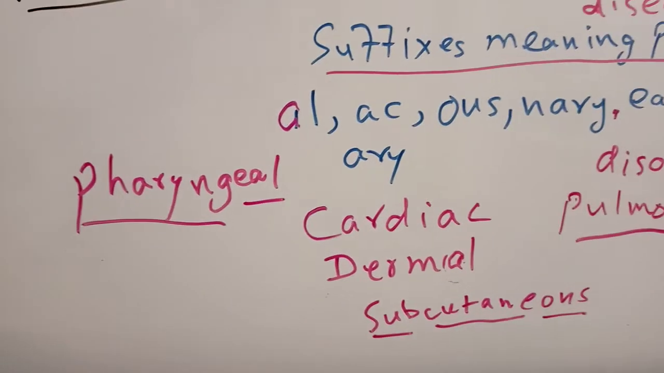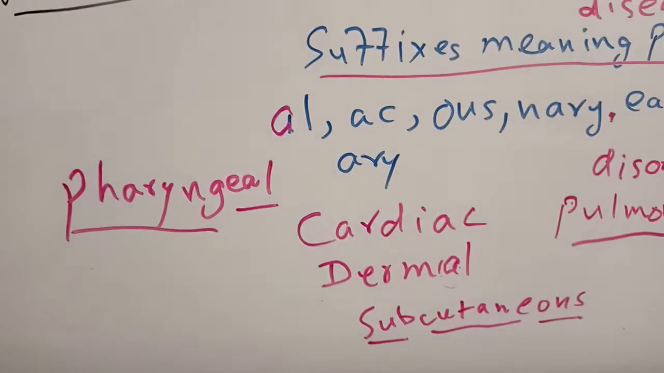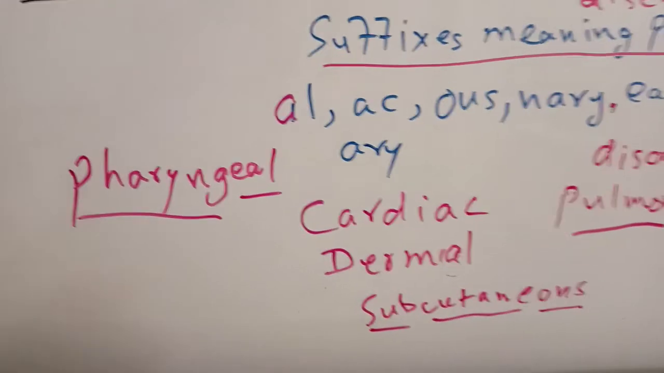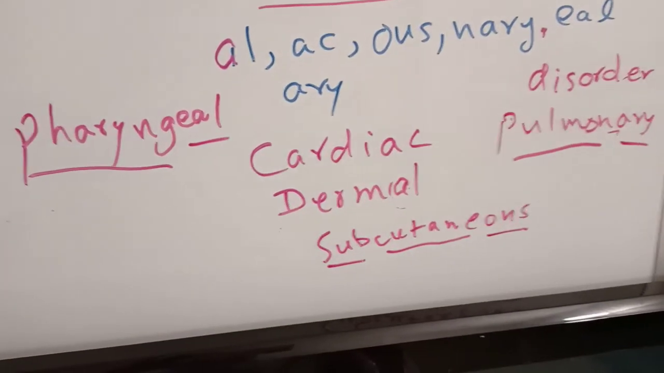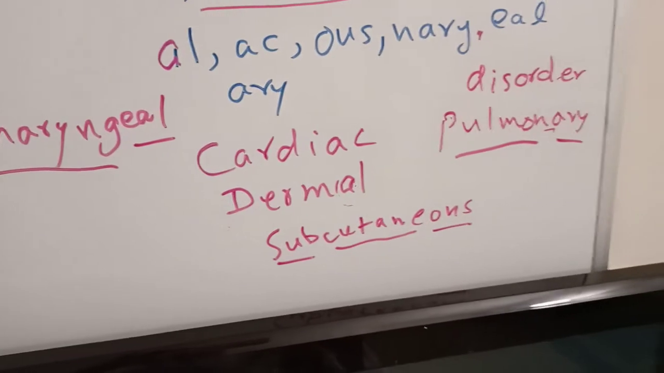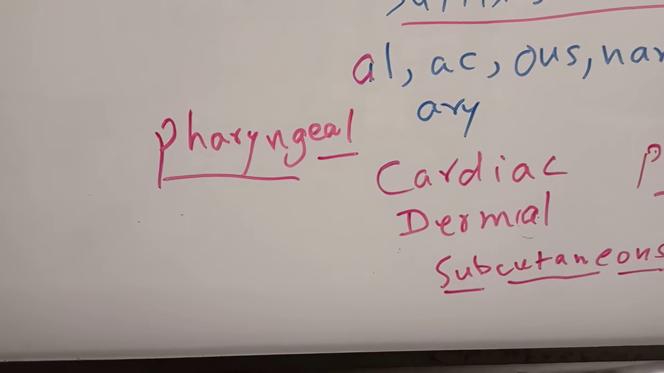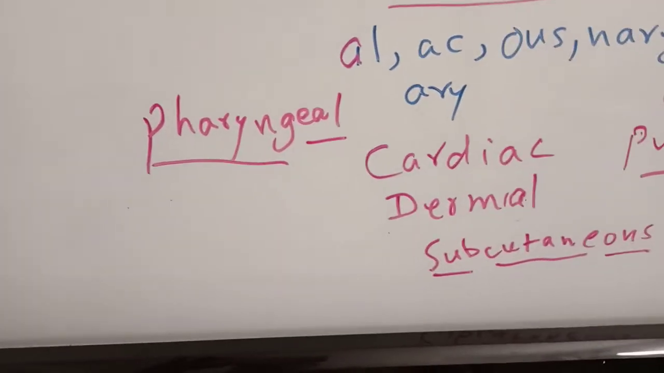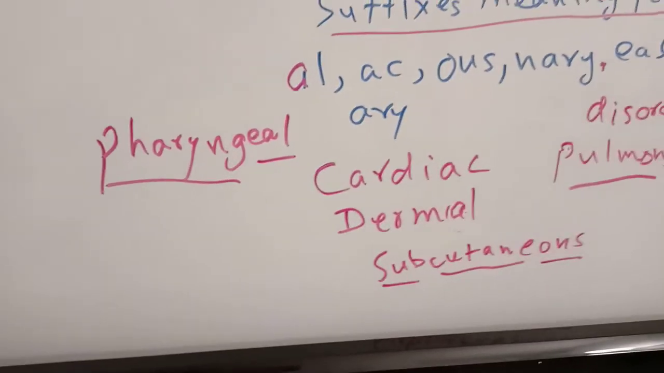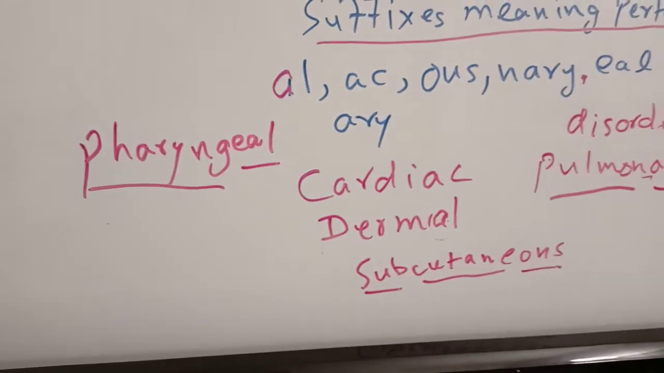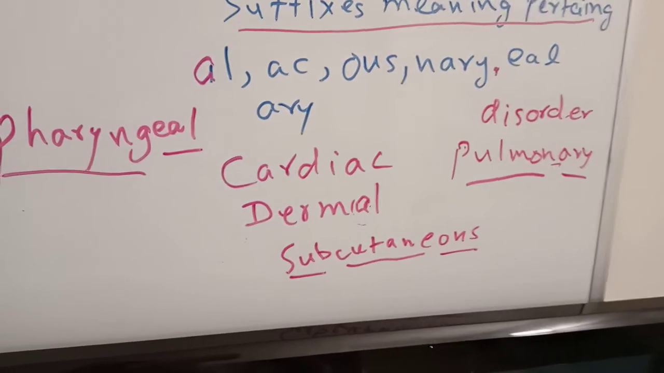So I have used all the suffixes which mean pertaining to. Cardiac, pertaining to heart. Dermal, pertaining to skin. Subcutaneous, pertaining to under the skin. Pulmonary, pertaining to lung. And pharyngeal, pertaining to throat. Similarly, we can say laryngeal, pertaining to voice box. So these were the suffixes which mean pertaining to.